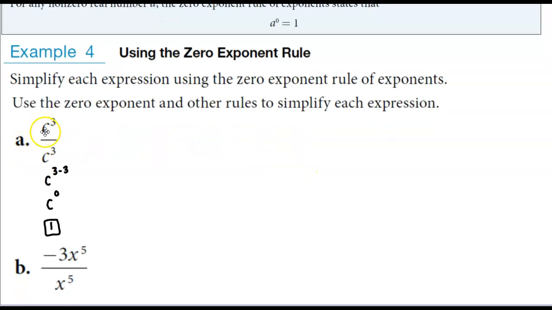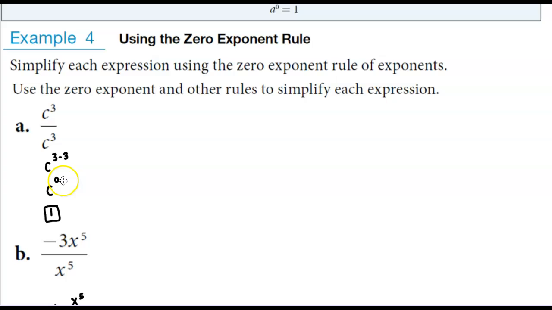In part A, we have a base of c to the power of 3 divided by the base of c to the power of 3. When we're dividing with the same base, we need to subtract our exponents. So we have the base of c to the power of 3 minus 3. Well, 3 minus 3 gives you 0, so we have a base of c to the 0.